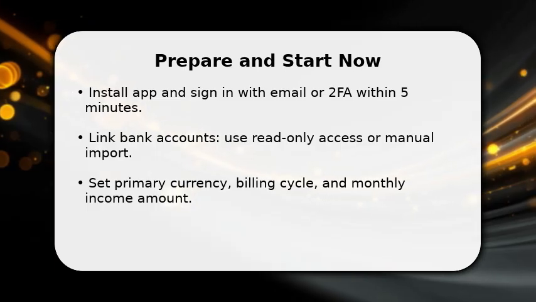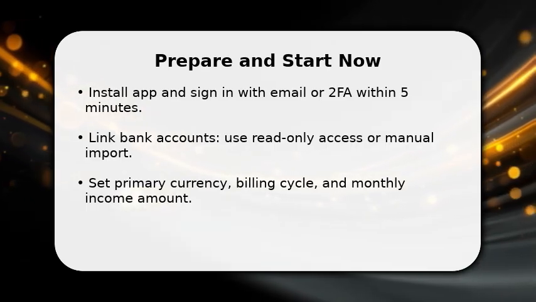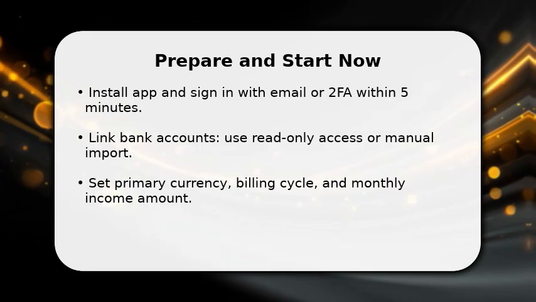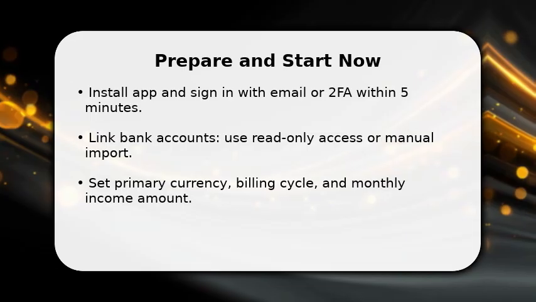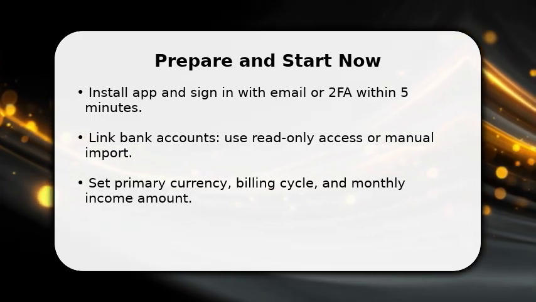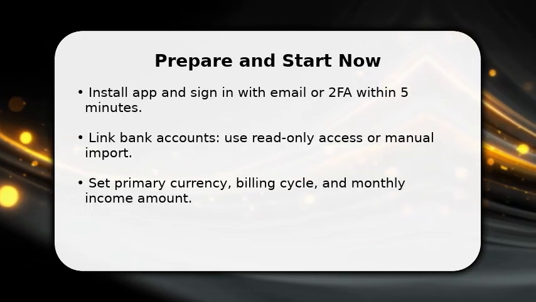You begin by gathering two essentials: recent bank statements and your expected monthly income. Open the app and grant read-only access or choose manual import. This speeds category suggestions. Once done, set the primary currency, billing cycle, and enter recurring income sources.